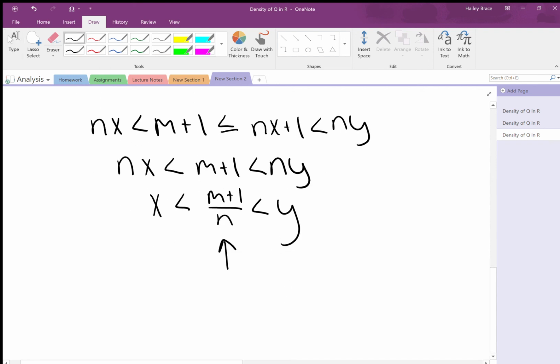And now we have found this is R, the rational number. We know it's a rational number because it's a natural number divided by a natural number. And so this is in Q. And we're done. We found a number in Q that was between two numbers x and y in R.